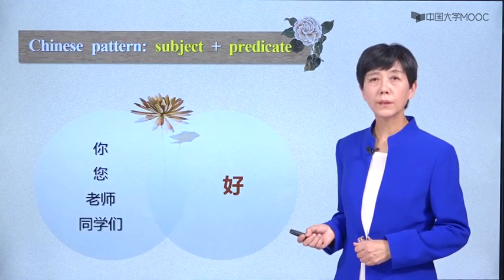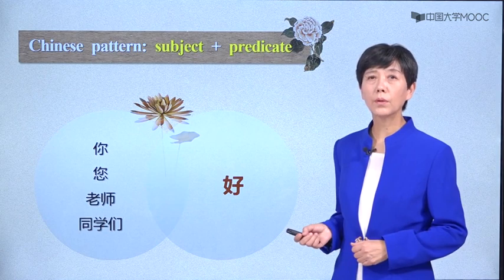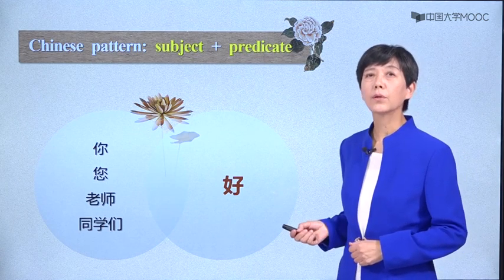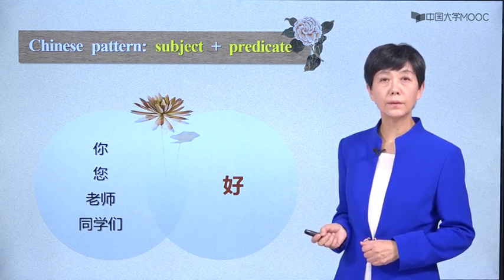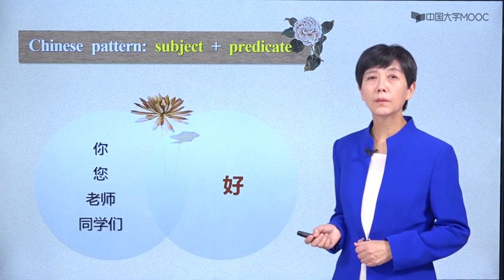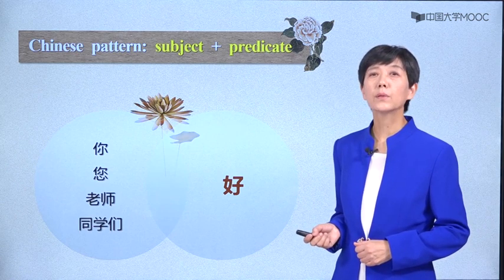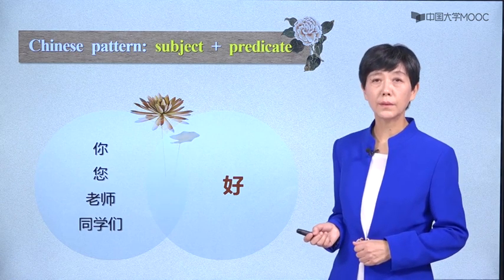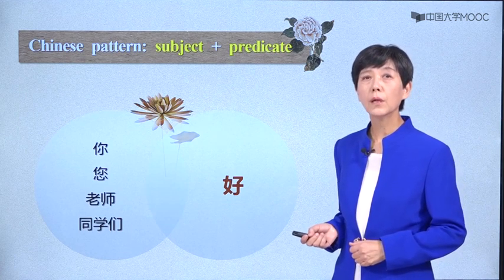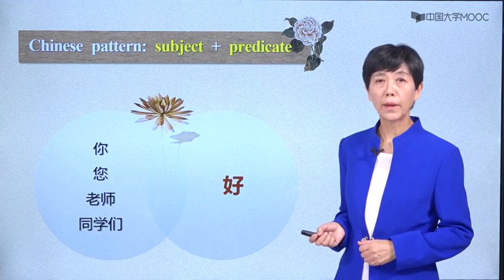According to linguists, the left part is called the subject of the sentence, and the right side is called the predicate of a sentence. Now you know that subject plus predicate is one kind of Chinese sentence, and an adjective could be used as a predicate directly.